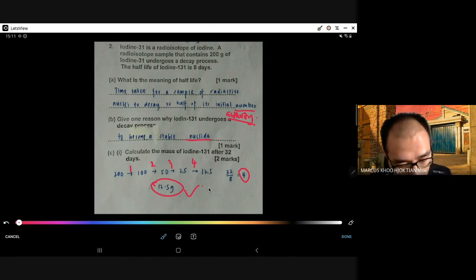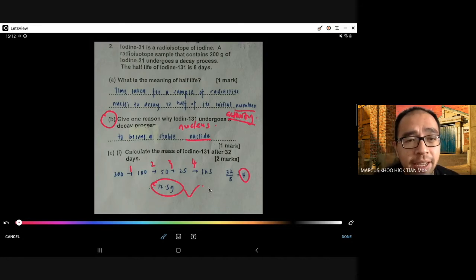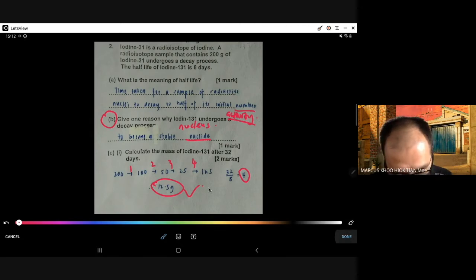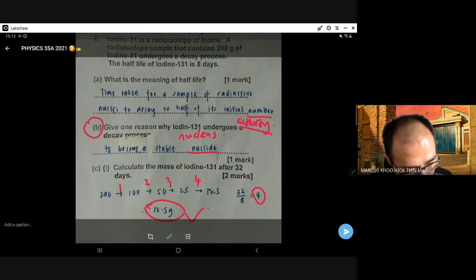Okay, B is probably something that I would have a little bit of an issue with. I would probably say is to become a stable nucleus instead of nuclide. Because there is a difference between the word nucleus and nuclide. Okay, but I cannot really remember. But I would have gone with the word nucleus instead of nuclide. Okay, alright. Thank you.